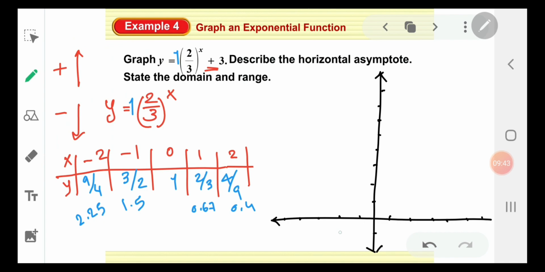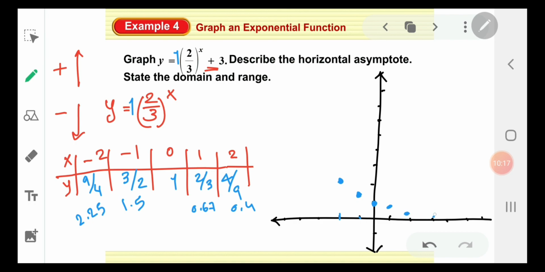Negative 2 corresponds with 2 1/4 above. Here is 2, it's 2 1/4, a little bit above the 2. Here is the negative 2 with 2.25. 3/2, at negative 1, corresponds with 1 1/2, halfway between 1 and 2. 0 with 1. 1 with 0.67, above the half. 2 with 0.4, below the half.